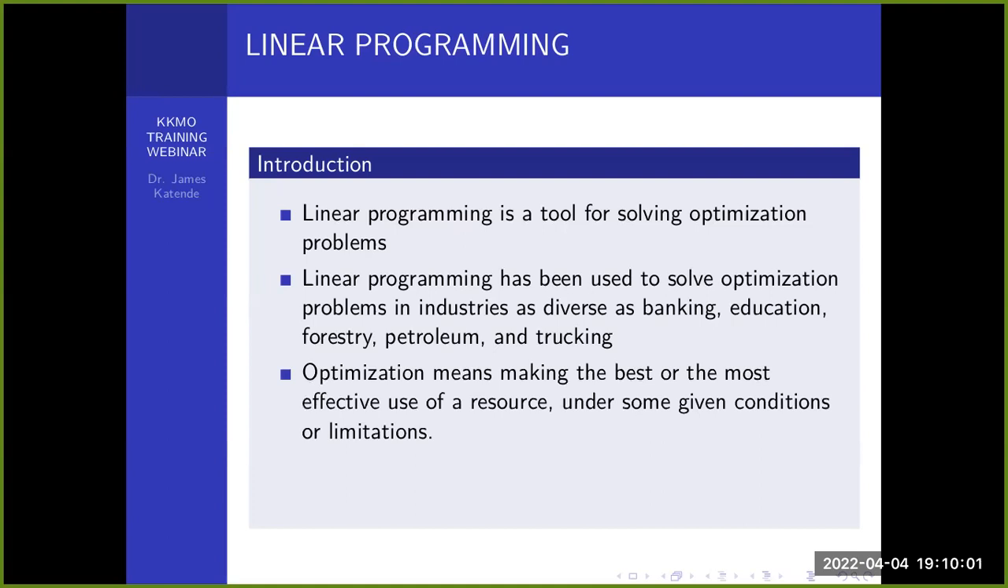So optimization is basically making the most effective use of a resource under some conditions, limitations, or constraints. So it may be like maximizing the profit or minimizing the cost and so on of some production process, or maximizing the yield on a farm and so on. Usually the resources are limited, so you have to work with the limitations to come up with the best use of the resource.